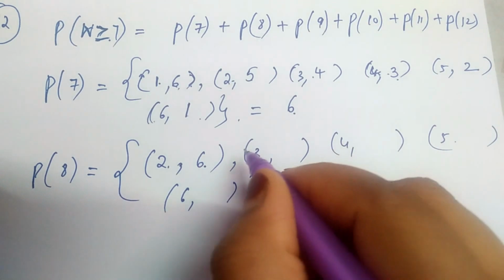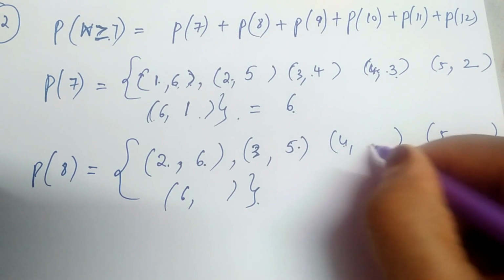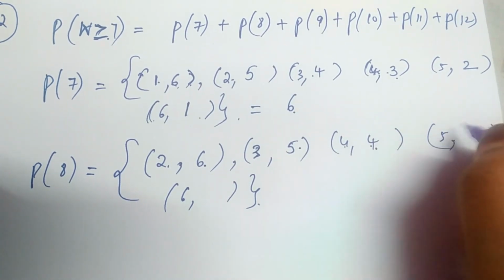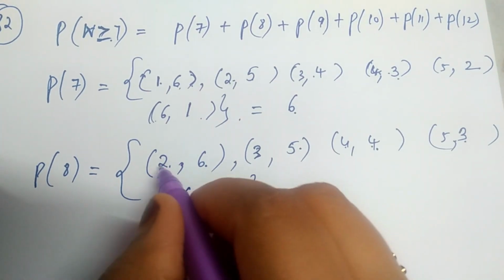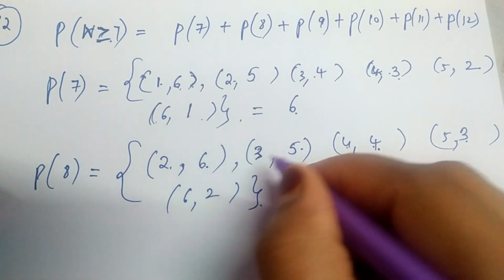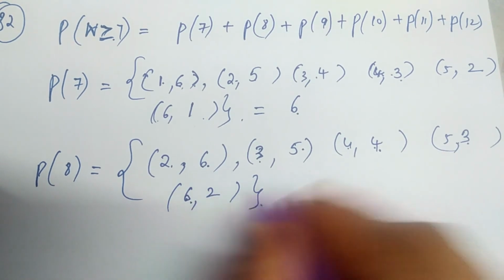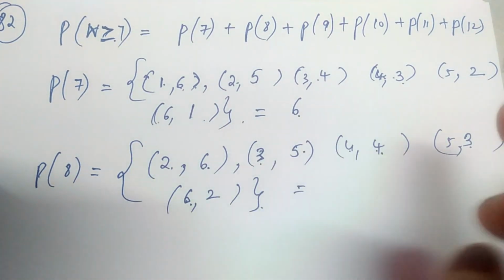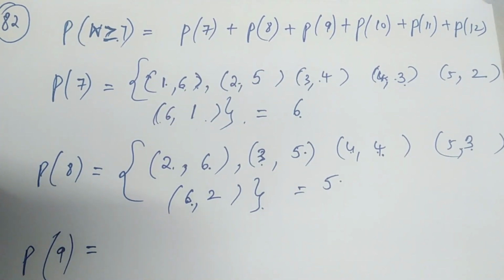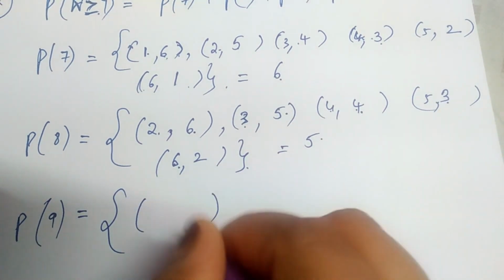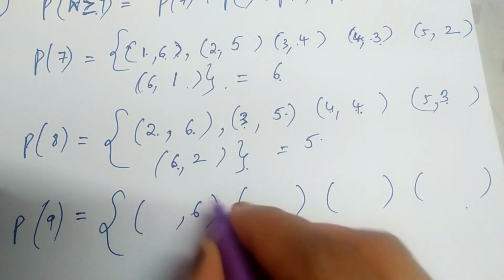Next, we need to get 8. 2 plus 6 is 8, 3 plus 5 is 8, 4 plus 4 is 8, 5 plus 3 is 8, 6 plus 2 is 8. The first dice gets 2 and the next one is 6, first dice 3 and next one 5, and so on till the first dice is 6 and the second is 2. How many elements did we get? 1, 2, 3, 4, 5. 5 times. Now the probability of getting a 9: again check for it. First start with 6 here, and see how it will be.